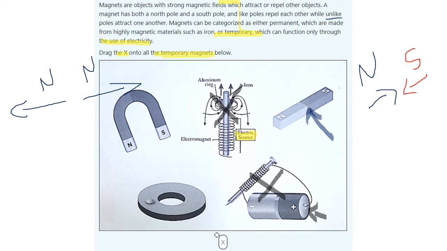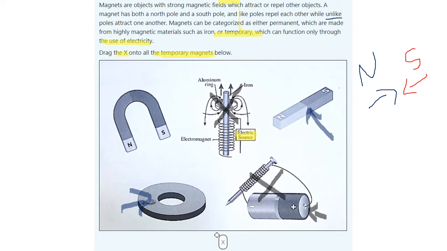This one is a bar magnet. It is made from a magnetic material. You cannot turn it off. It is always magnetic. The same here. There's the North Pole and the South Pole. And the same here. This is a ring magnet. These materials are probably iron. The objects are always magnetic.